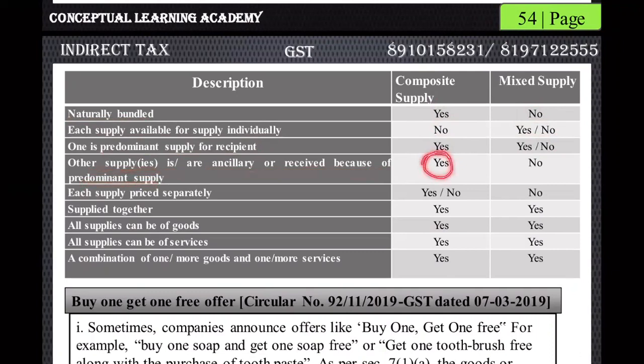For composite, we know, yes, one has to be principal, the other has to be dominant. But for mixed, no. Each supply is priced separately. In composite, maybe, but in mixed supply, no. Okay, because we know for mixed, the criteria is a single price. Supplied together, both yes. All supplies can be of goods, definitely, for both it can be. All can be services, definitely. A combination of one or more goods and one or more services, yes, it is possible for both.